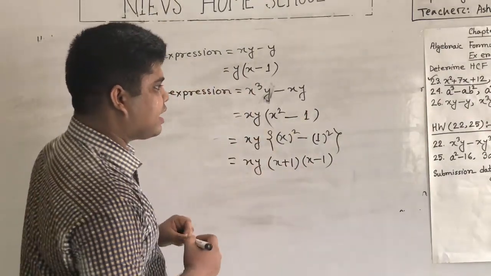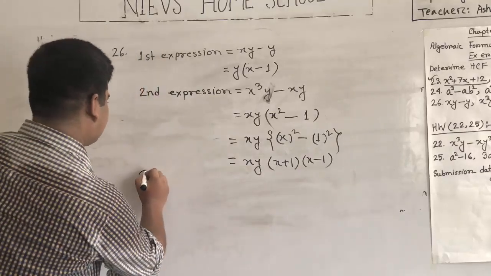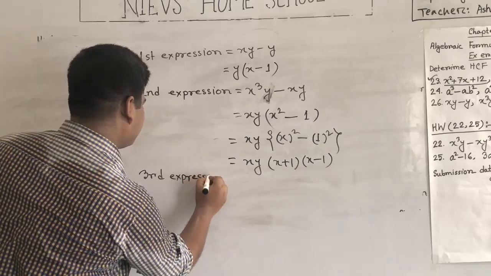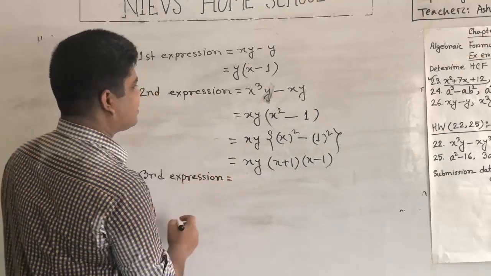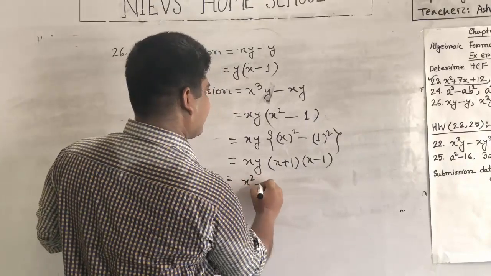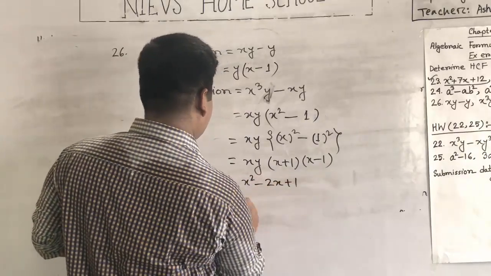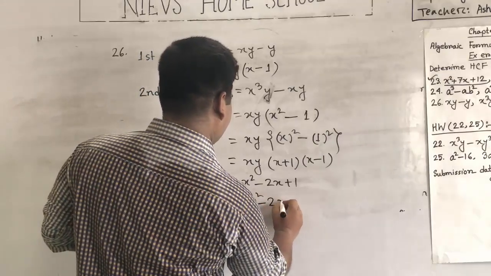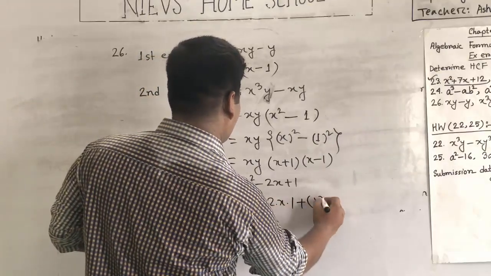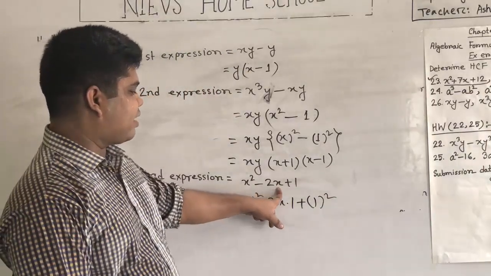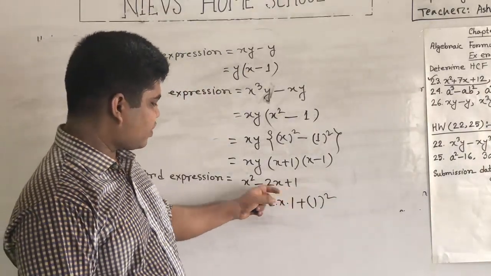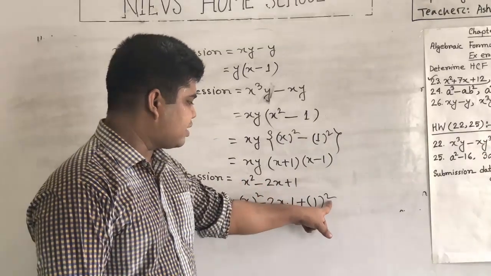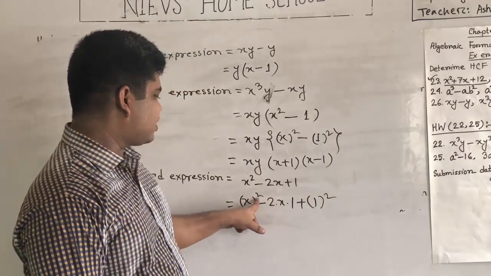Now we shall check our third expression. Third expression is x square minus twice x plus 1. Student, notice x whole square minus 2 into x into 1 plus 1 square. We want to make it into a formula. That means x whole square, 1 whole square. 1 whole square means 1. x whole square means x square.